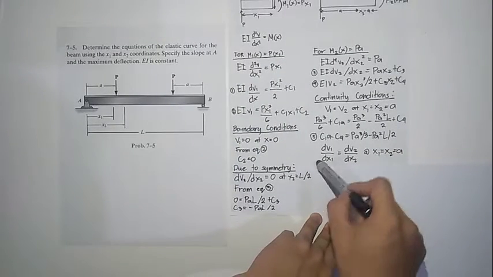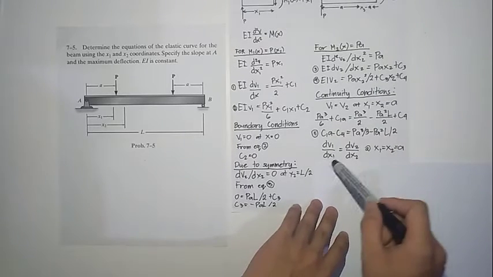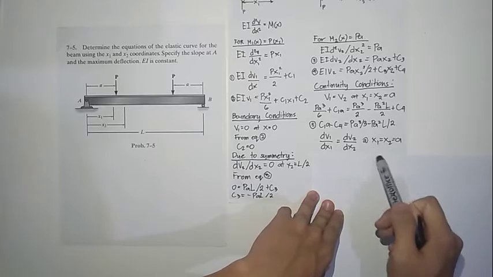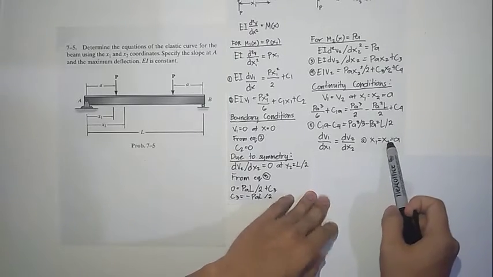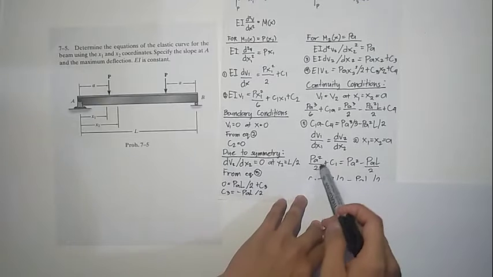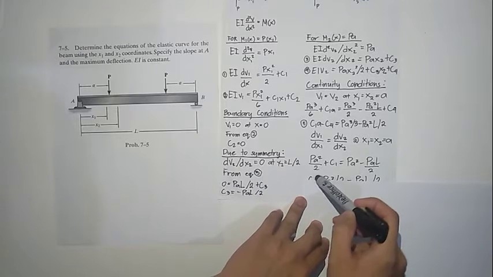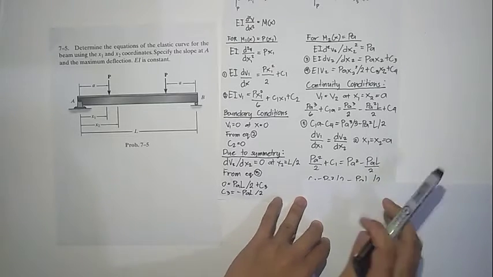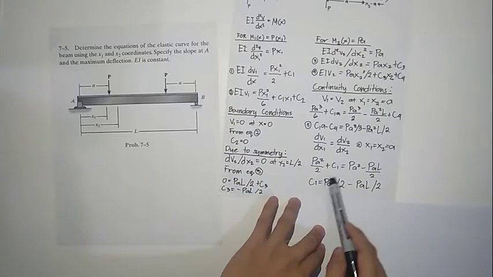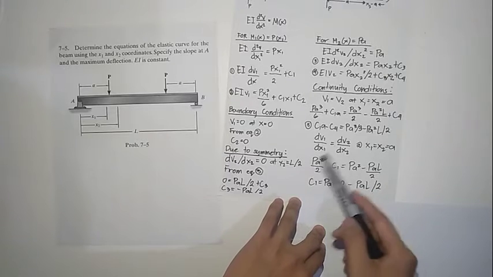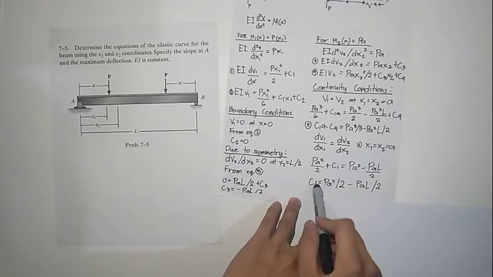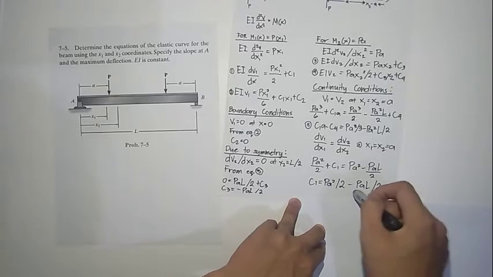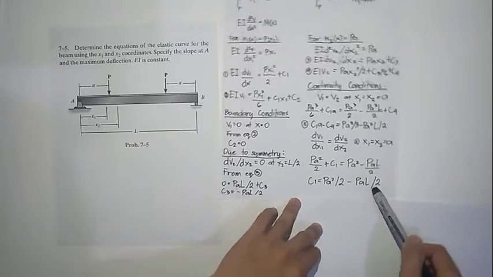So, susunod po, the first derivative is equals to the second derivative if x1 is equals to x2 equals A. So now we get the PA2 over 2 plus C1 equals to PA2 minus PAL over 2. Then you just transfer it to the other side. So we get the answer of C1 equals to PA2 over 2 over PAL over 2. So combine like terms lamang po.